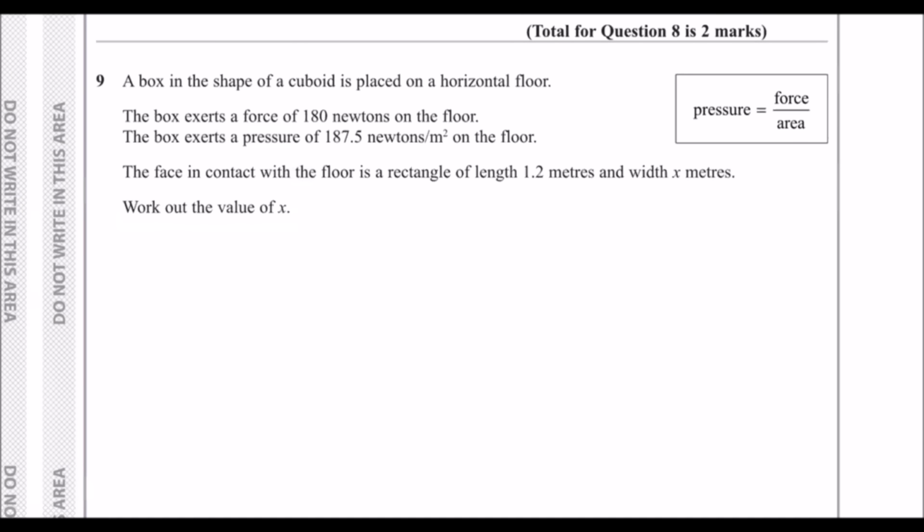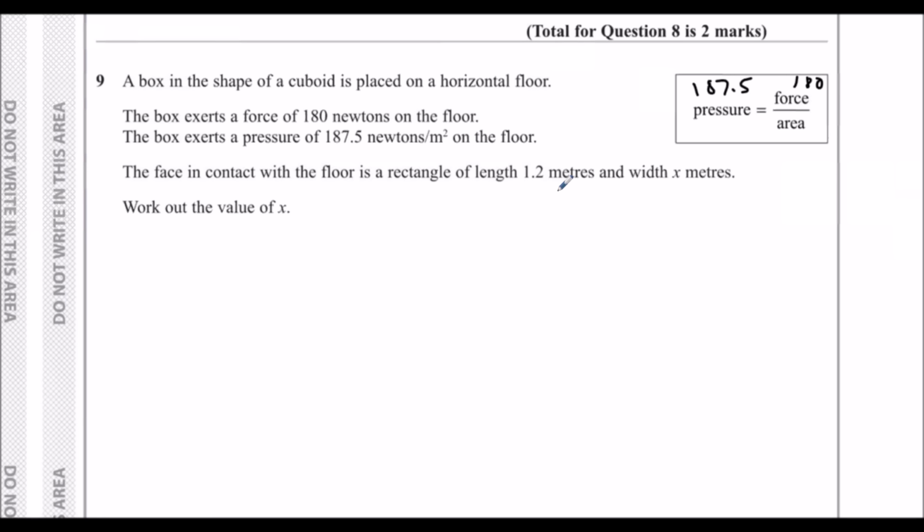Question 9. A box in the shape of a cuboid is placed on a horizontal floor. The box exerts a force of 180 newtons. The box exerts a pressure of 187.5 newtons per meter squared on the floor. The face in contact with the floor is a rectangle with length 1.2, width x. Work out the value of x.